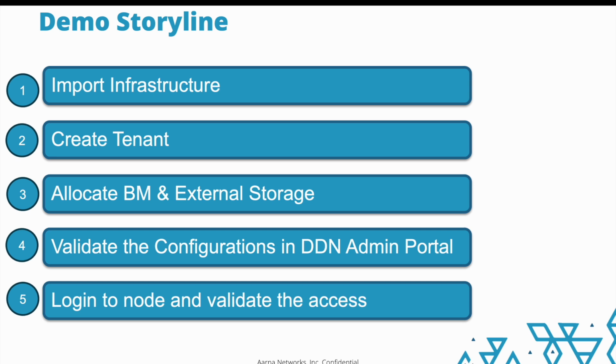And then we'll just go and validate the DDN configurations in the DDN admin portal as part of step number 4. And finally, at step number 5, we will log into the node, validate the access, create the file, and see that it is all proper. And then we'll also show you the deallocation flow of the storage and the bare metal. So let's move on to the demo then.